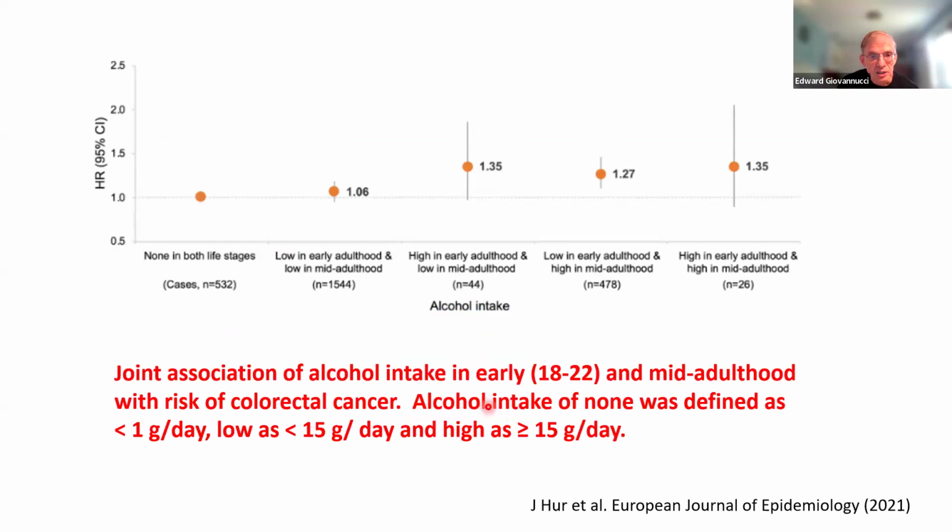This is alcohol, and they may be having it in high school, but this is asked at age 18 to 22. We show that alcohol high in early adulthood and low in middle adulthood is associated with an increased risk. So even if you stop drinking, you already incurred some increased risk from drinking early in life.